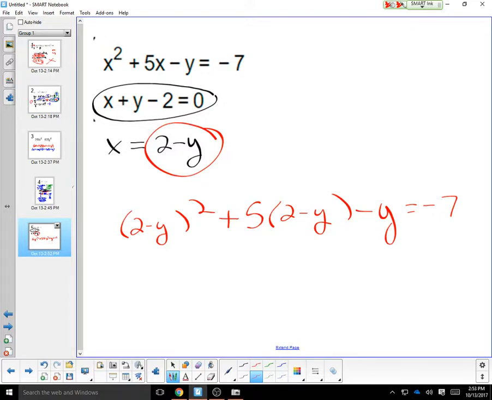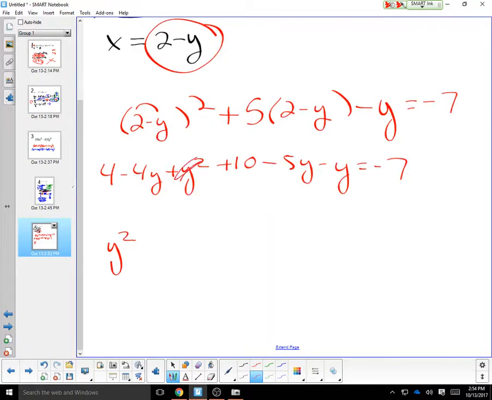Okay. So we just got to expand this. To expand this, that's going to give me 4 minus 4y plus y squared, then plus 10 minus 5y minus y equals negative 7. Because remember, this is a perfect square, so it's this times this twice. Okay? So let me clean this up.